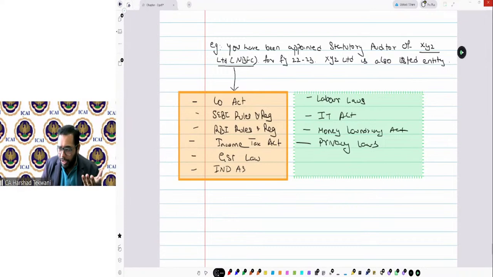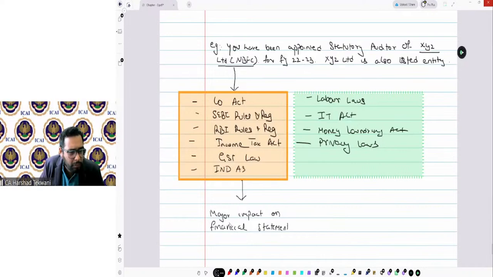Good, Tanisha, very good. The first set of laws is specific and the second set of laws is very general. Okay. Good. Weightage of compliance, portion of applicability. Good, Salish. So, when I say the first set of laws, the first set of laws have a major impact on financial statement. Am I correct? The first set of laws will be having major impact on the financial statement, kind of.